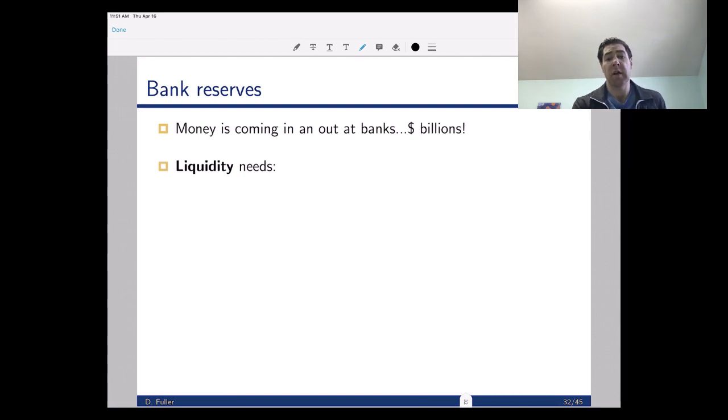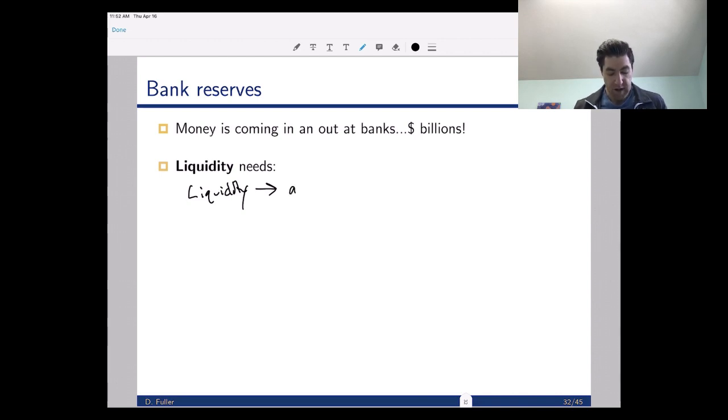So we just kind of saw in my last little example that when you use your checking account, there's a transfer between banks. And so when you scale this up to larger amounts across the entire economy, there's money coming in and out of banks all the time. In the billions and trillions of dollars are moving around between banks every single day. And so that generates for banks what I call liquidity needs. So you may have heard this term before, liquidity. And what that refers to basically is something that I can use for payment immediately.